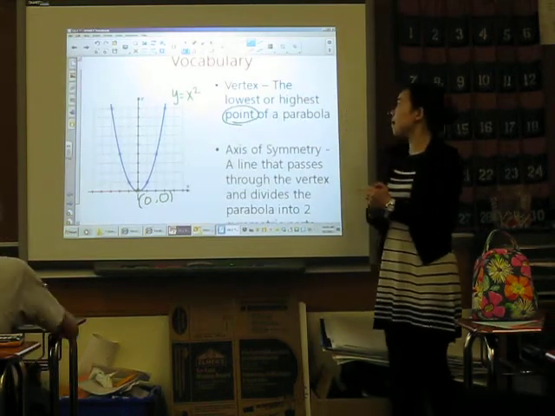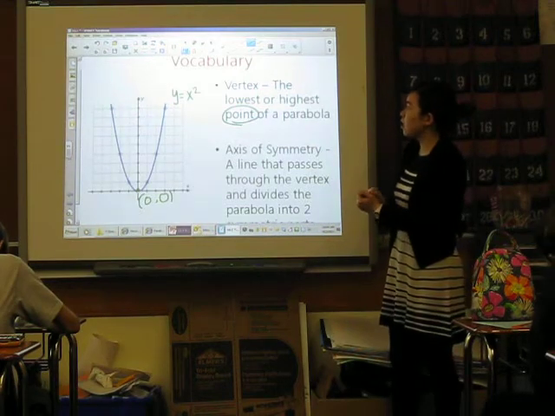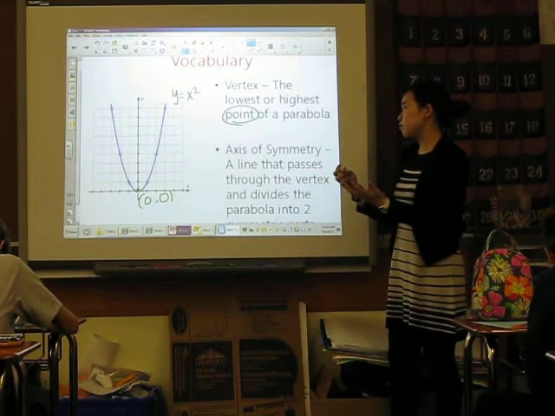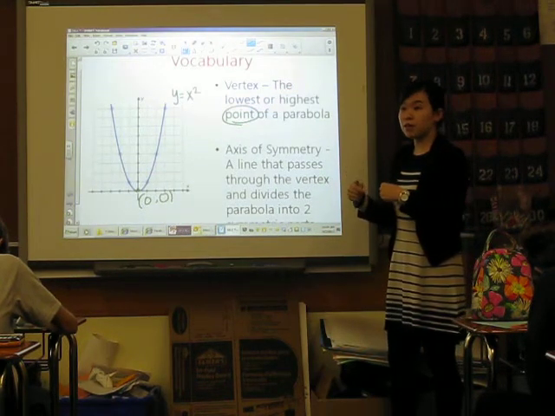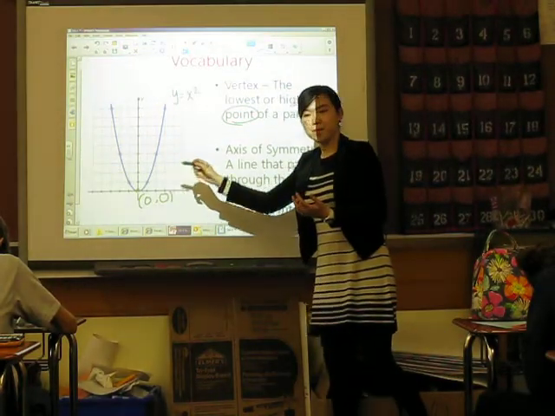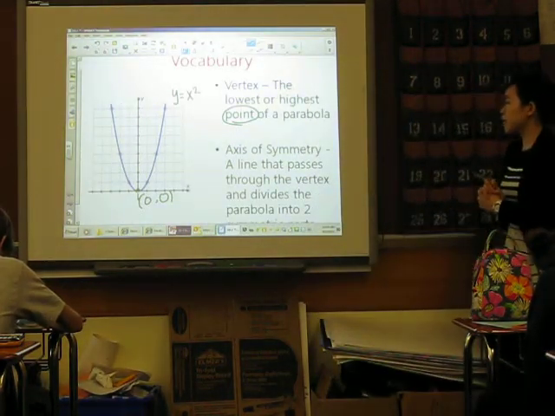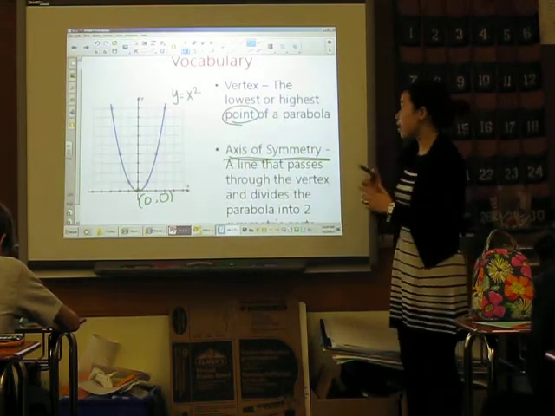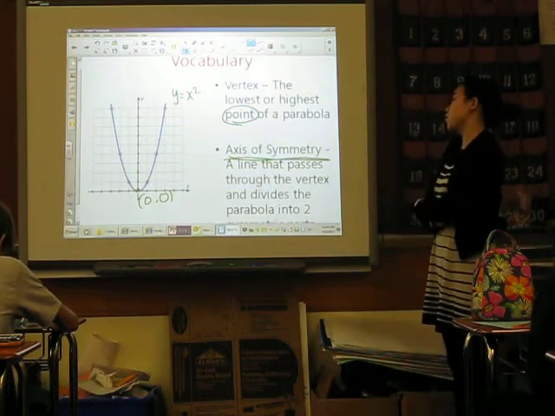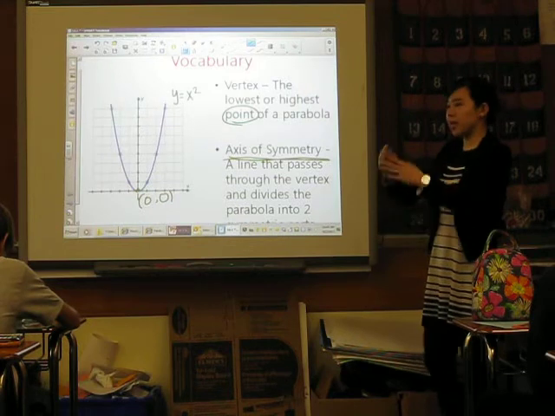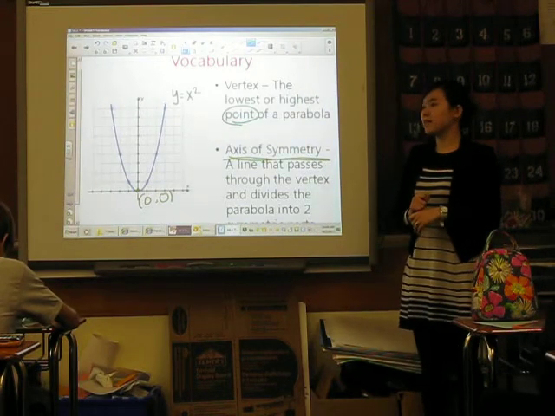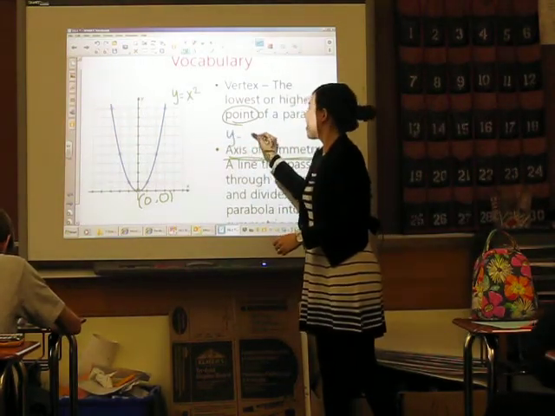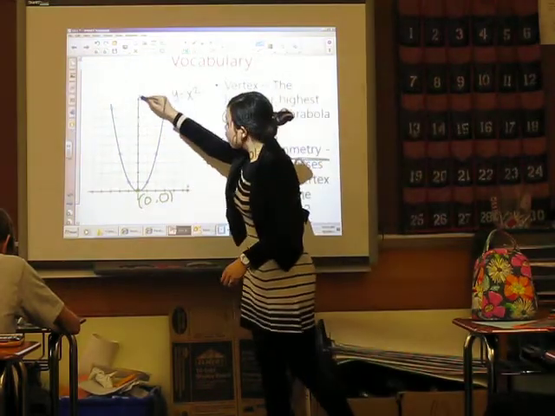Whenever I ask you where the vertex is in a particular quadratic graph, you will say (0, 0) or (2, 0), something like this in the ordered pair, not just saying over there. And then axis of symmetry is a new word as well. Lines of symmetry. There is an imaginary line that passes through the vertex, and it divides the parabola exactly in half. Where is that? The y-axis. In this particular case, it is the y-axis.